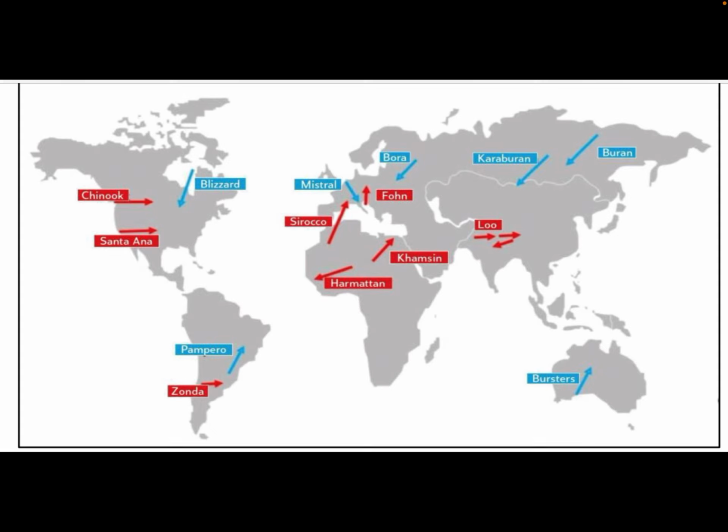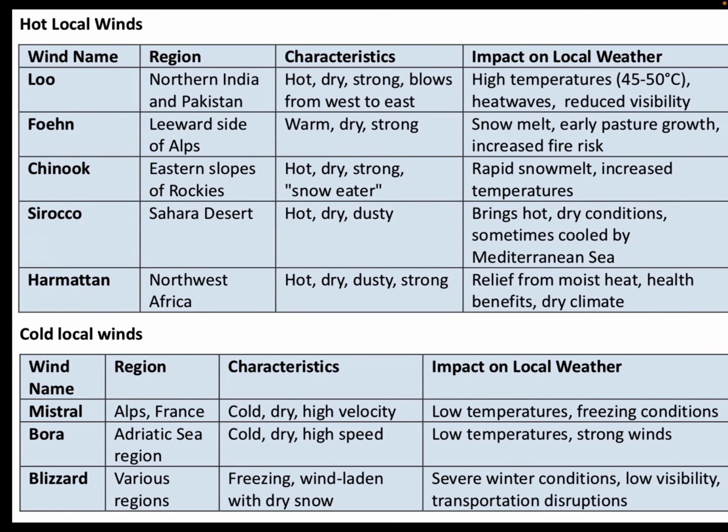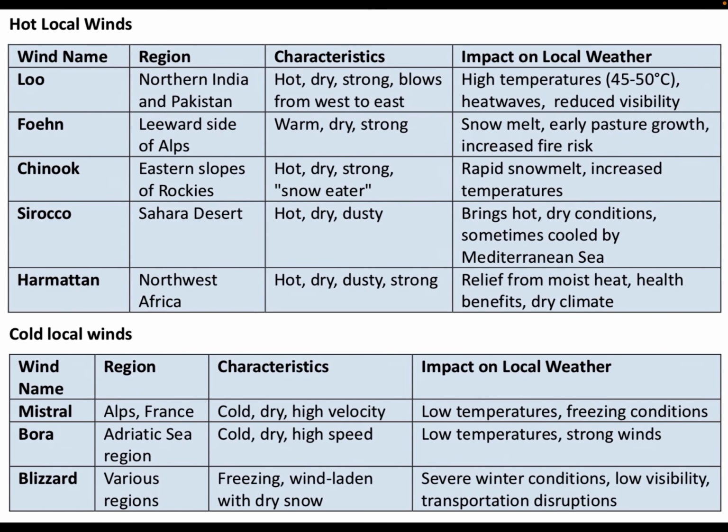And let's understand the third type of winds, which is called local winds. Local winds are caused by local conditions. There are two types of local winds. The first is hot local winds. Examples of hot local winds are Loo, present in the India and Pakistan region. Another hot local wind is known as Chinook, and third is Sirocco in the Sahara Desert, and Harmattan.